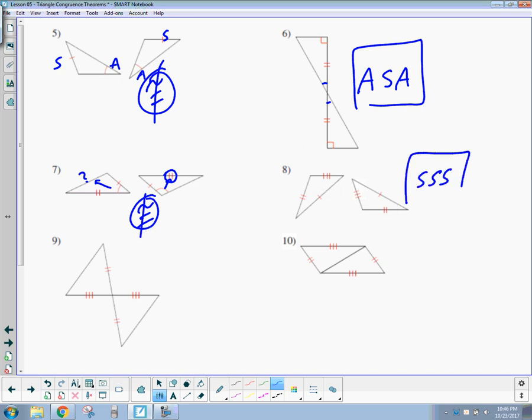Vertical angles for this one. Side, angle, side. Oh my good grannies, I cannot write today or tonight. Side, angle, side. Tenth, reflexive property, side, side, side. Holy cow, look at the time.